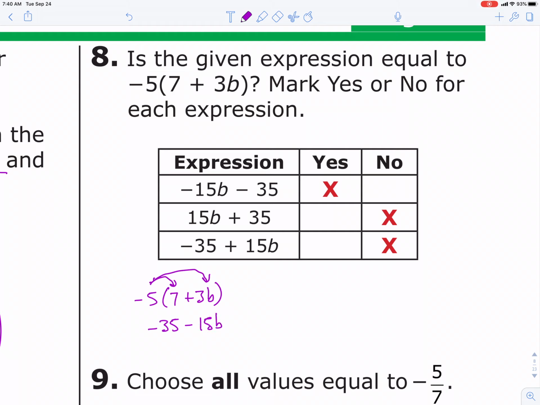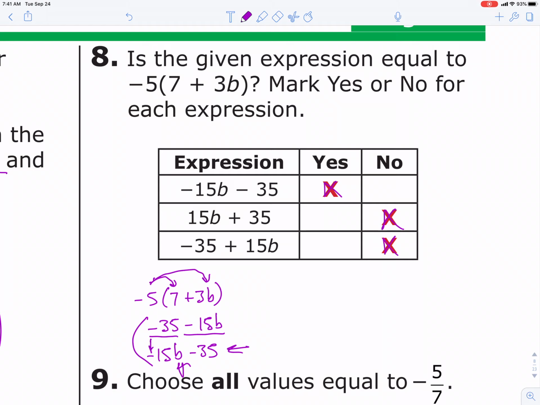So let's go back up here and look. -15b minus 35. That's exactly what we have written here. So that's why, yes. 15b plus 35. I don't have any positives in this, so no. -35 plus 15b. Nope, because I have a -15b, so that's a no. So that's how that problem is solved.